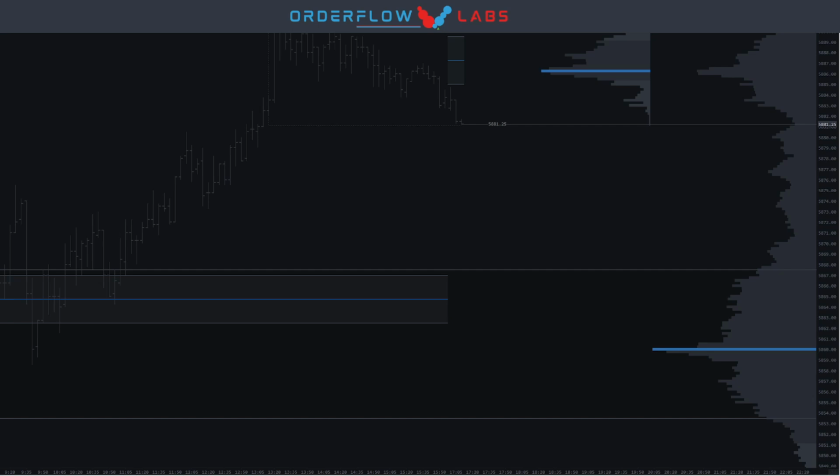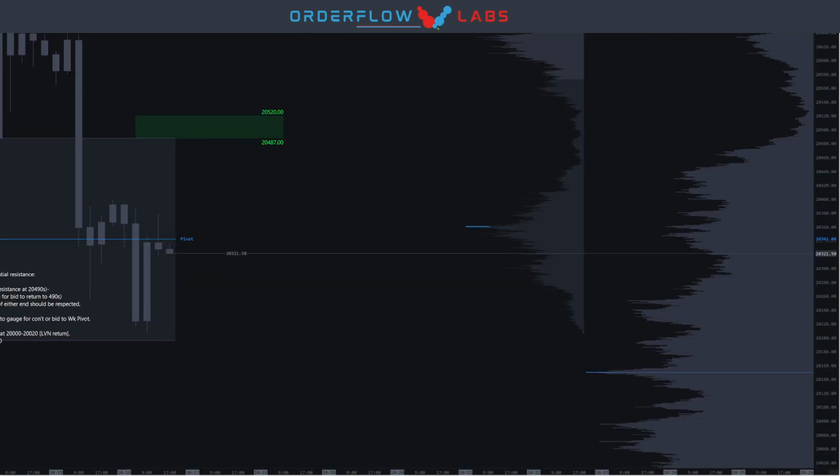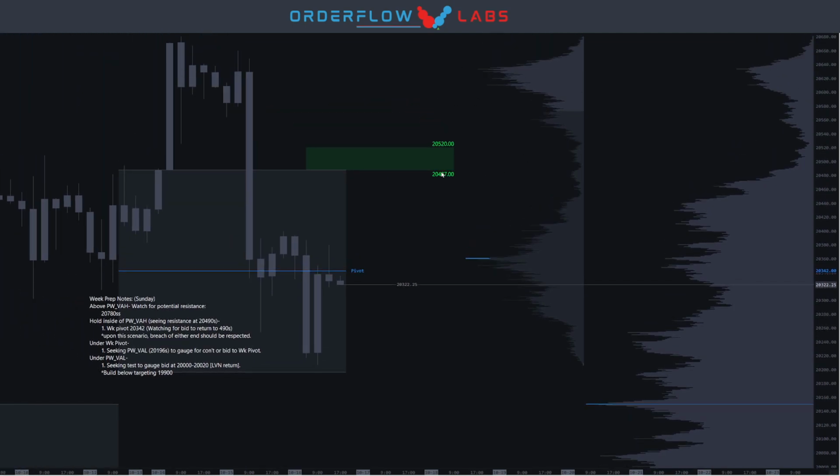With NQ here, so this 487, the one that I just deleted, that way it doesn't create too much noise in the other chart, 487 to 520, let's pay attention to that. And then below us here, 240 to 260, in this area.